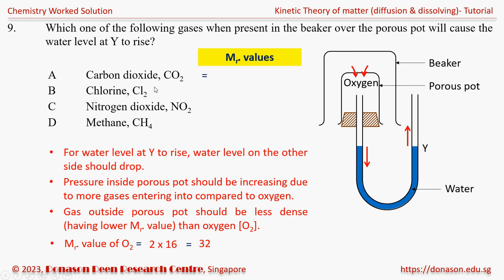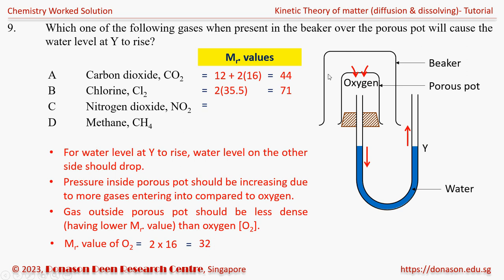The Mr value for carbon dioxide: carbon is 12 and there are 2 oxygens, so 12 plus 2 times 16 gives a total Mr value of 44. Chlorine is also diatomic, so there are 2 chlorine atoms, and the relative atomic mass of chlorine is 35.5. So we get 2 times 35.5, which works out to 71. As you can see, 44 and 71 are both greater than 32.